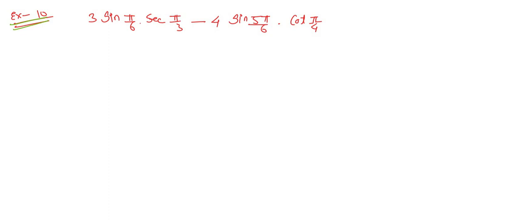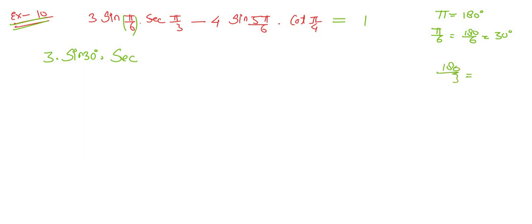So this is example 10 from NCERT. Let's try to solve it. So this we need to prove is equal to 1. So what will we do? Let's write 3 sine of pi by 6. What is pi? Pi is basically 180. So what will pi by 6 be? 180 by 6, which is 30 degrees. So this is nothing but sine 30. And for sec, pi by 3 is 180 by 3, which is 60. So this is sec 60 minus 4.